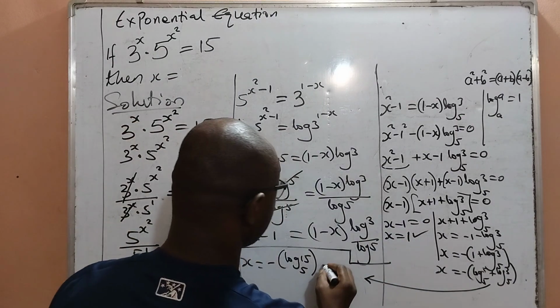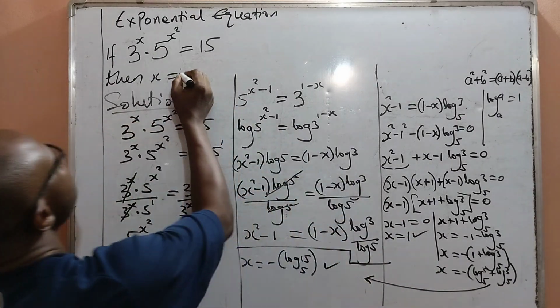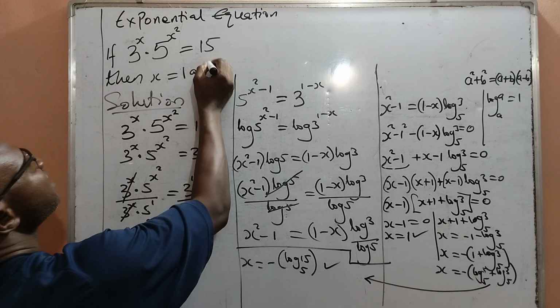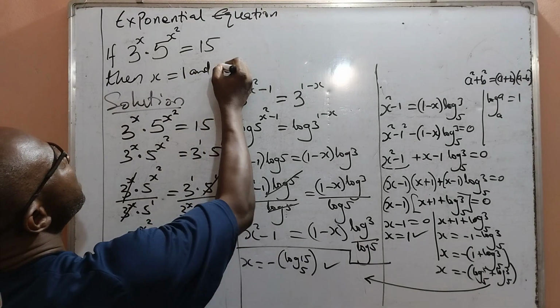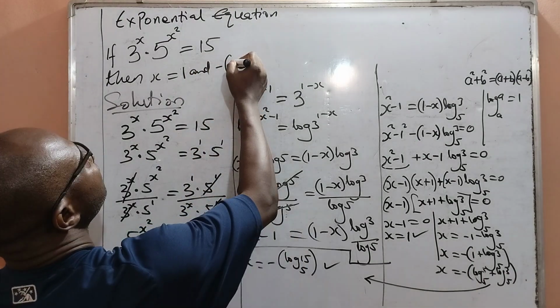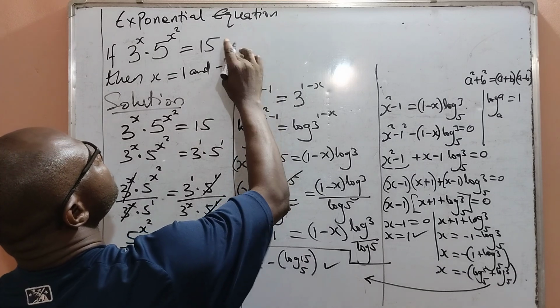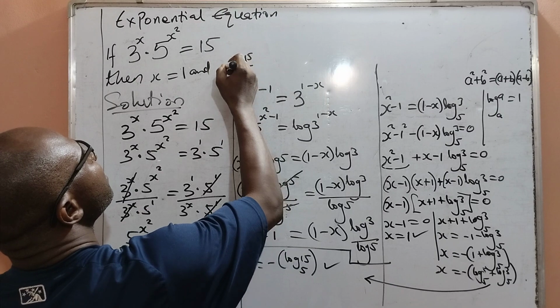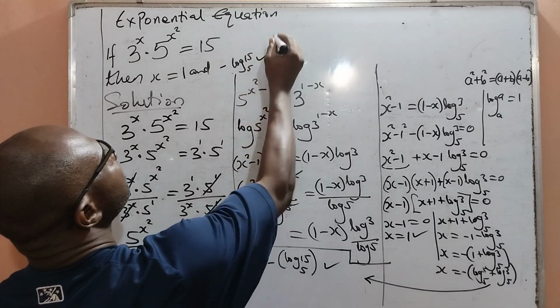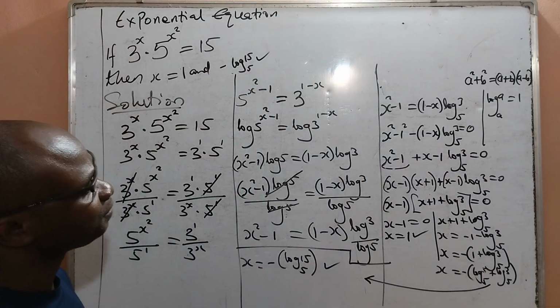The first one is x equal to 1. And the second answer is minus log 15 base 5. That is the second answer: minus log 15 base 5.